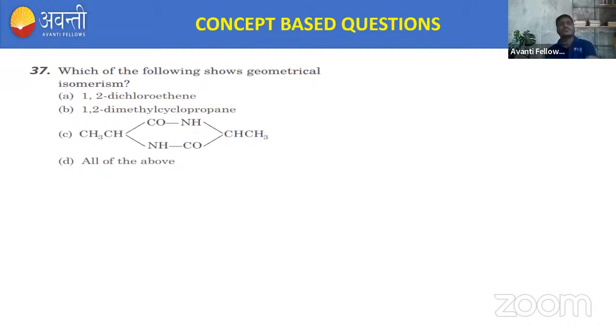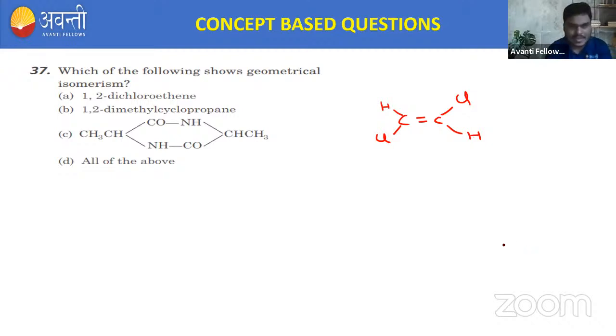Now, which of the following has geometrical isomerism? Tell me. The options are 1,2-dichloroethane, 1,2-dimethyl cyclopropane, CH3CHCONH, CH3NHCO, or all of the above? Tell me quickly. How will you draw the structure of 1,2-dichloroethane? With Cl and HCl, so this is 1,2-dichloroethane. So this will definitely show.